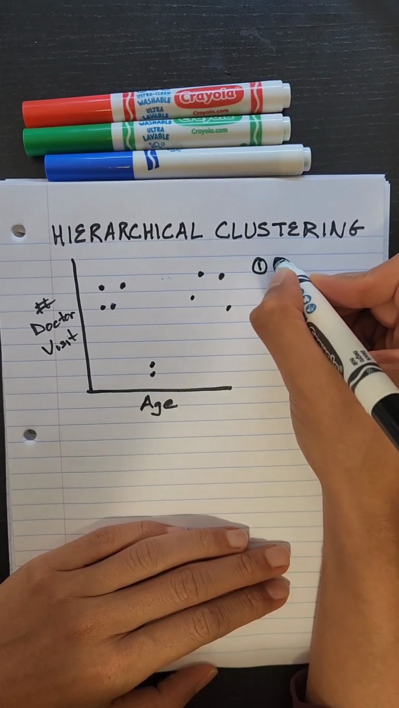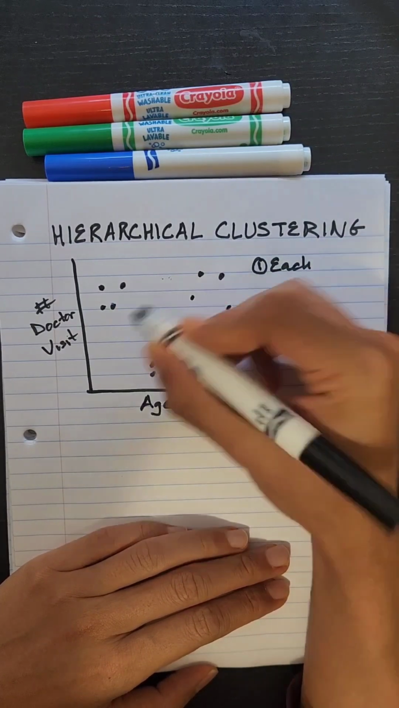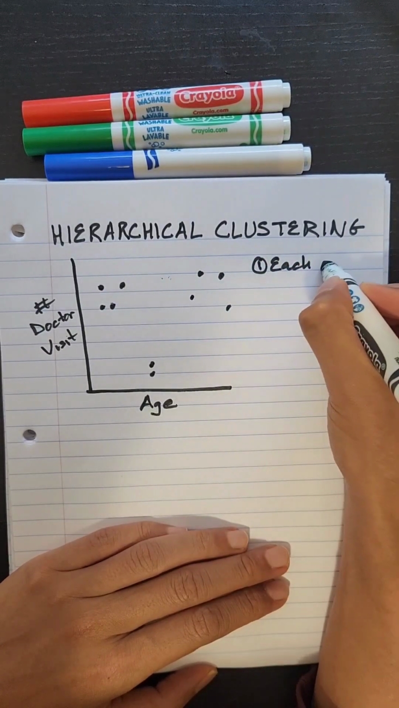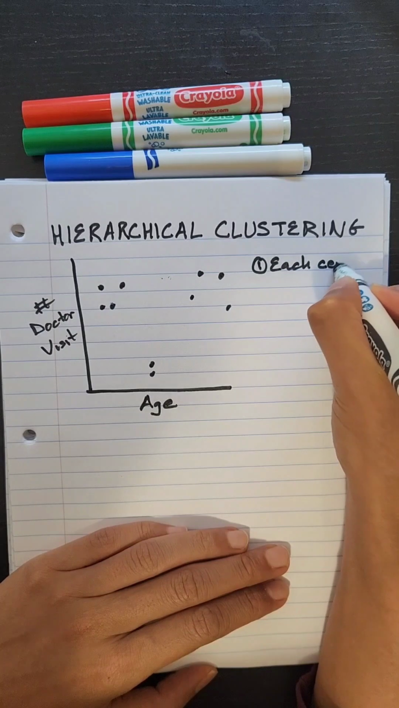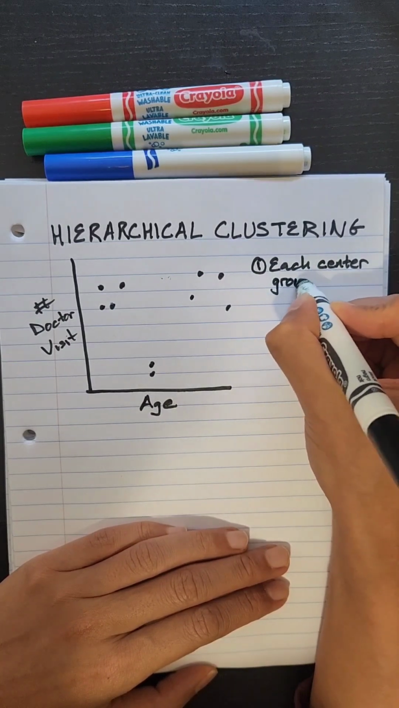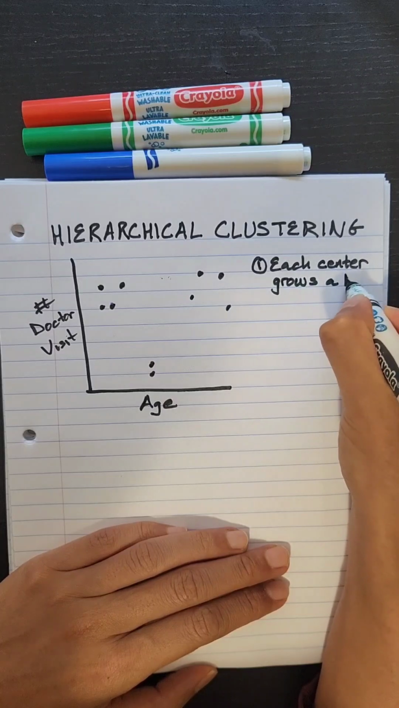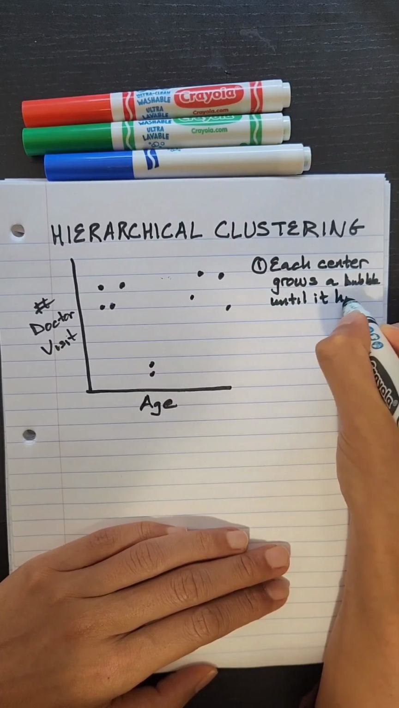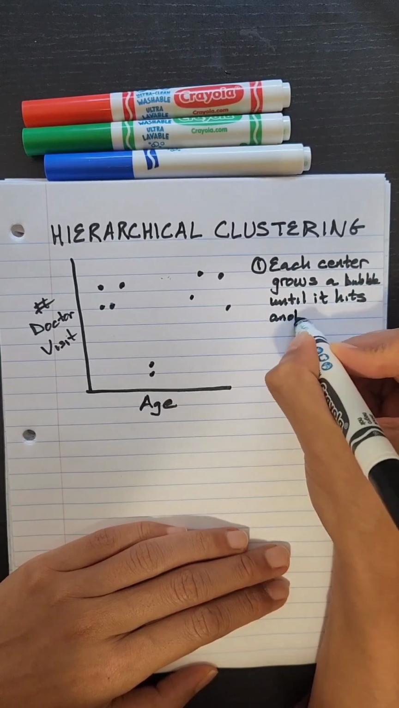First, imagine each sensor, and in this case, we have 1, 2, 3, 4, 5, 6, 7, 8, 9, 10 observations, each representing their own sensor at this point. And now we're going to imagine each center grows a bubble until it hits another bubble.